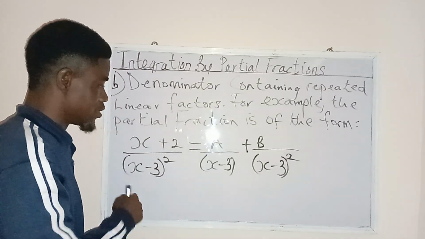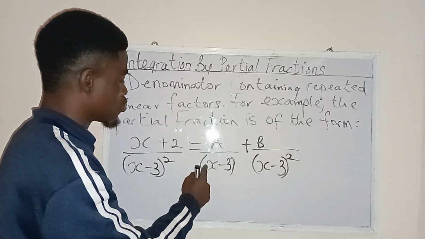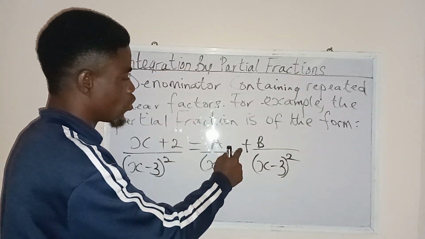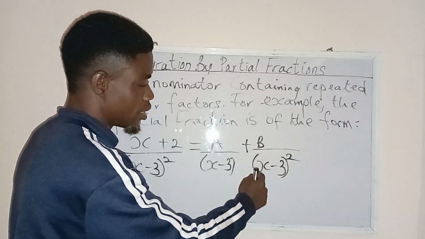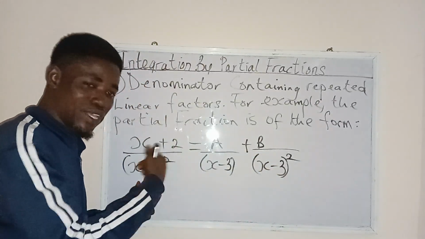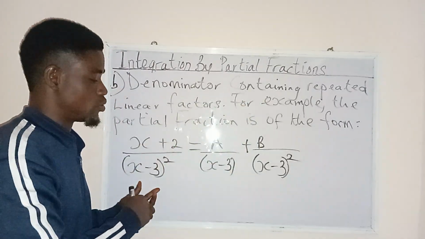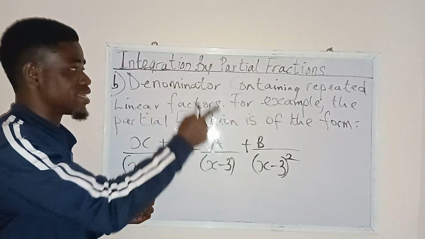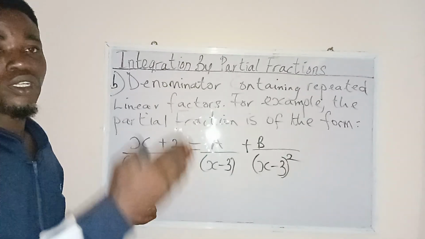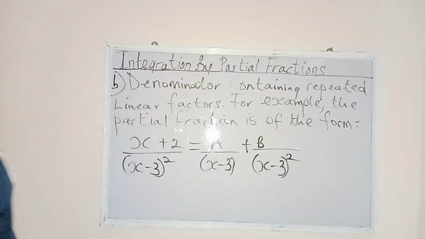So in this case, if you want to resolve this into partial fractions, it's going to be a divided by (x minus 3) plus b divided by (x minus 3) raised to power 2. So in this case, we need to repeat the denominator. This is one of the examples of forms of partial fractions.